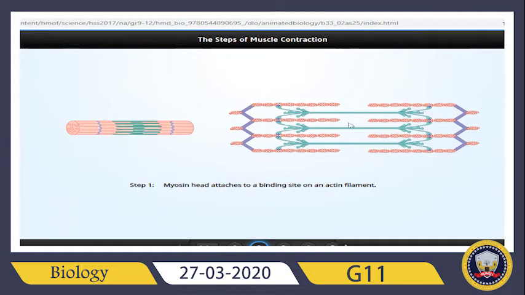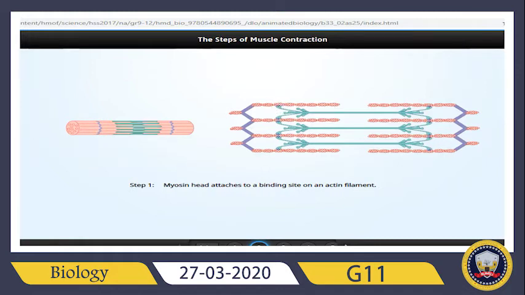Okay, how does this contraction happen? Step 1, the myosin head attaches to a binding site on the actin filament. So where is the myosin? These are the myosin. This is the actin. Okay, guys? Now, Z line, M line, and myosin, actin. Good. So the myosin head attaches to a binding site on the actin filament. This is the actin filament. This is the attaching site.